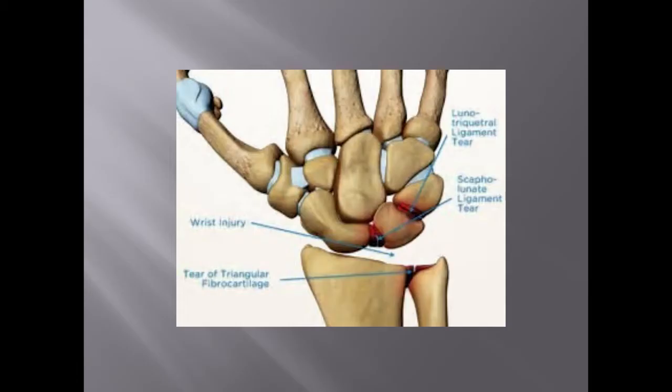This shows the important soft tissue structures that are so commonly injured, namely the scapholunate ligament and the triangular fibrocartilage of the distal radial ulnar joint. Here there is an incomplete tear of the scapholunate ligament, but when there is a complete tear, one gets a separation between the scaphoid and the lunate, as shown in the next slide.